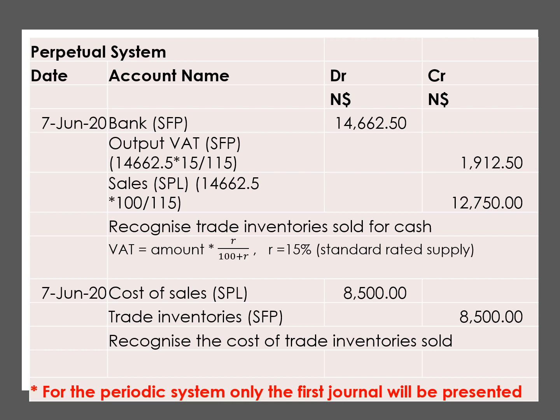Cost of sales is an expense and it appears in the statement of profit or loss, while trade inventories are assets and they appear in the statement of financial position. Your journal narration would be to recognize the cost of trade inventories sold. To record the transaction under the periodic system, only the first journal entry will be passed. Cost of sales will only be affected at the end of the period after a stock count. Therefore, the cost of sales journal entry is not passed under the periodic system.